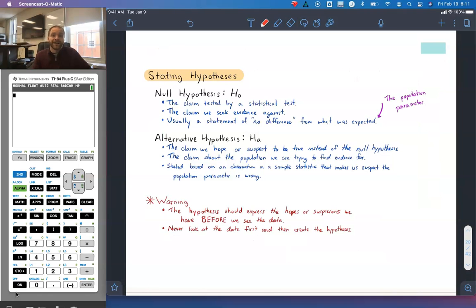So before I move on, you have some information here about the null. You have some information here about the alternative. But I really want to focus on the red, the warning. Your hypothesis should express the hopes or suspicions before you collect the data. You should never, never, never collect the data and then state your hypotheses. That's wrong. Any hypotheses you make should always be about before you collect the data.